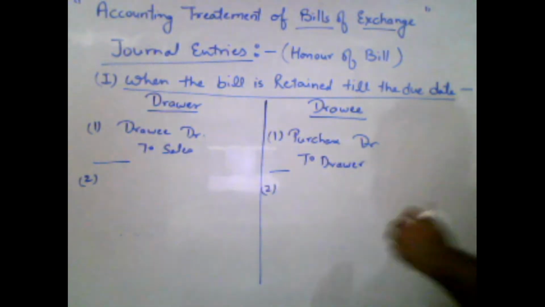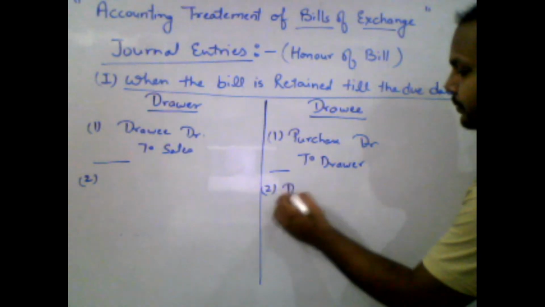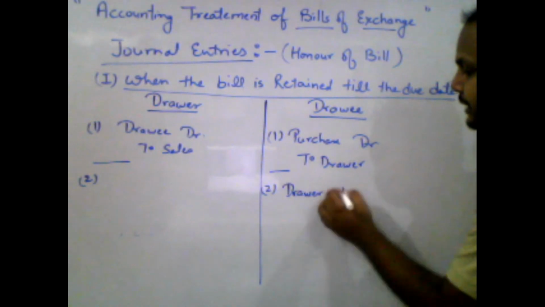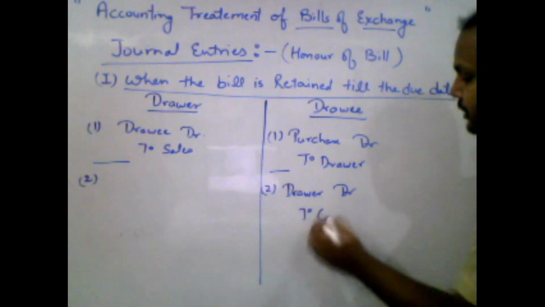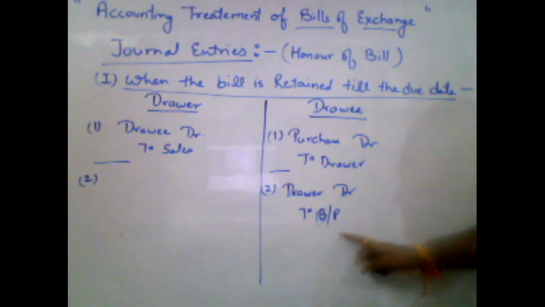Drawer. So the second entry, which is related to the acceptance given, will be drawer account debit to bills payable. You know very well this is a bills payable.